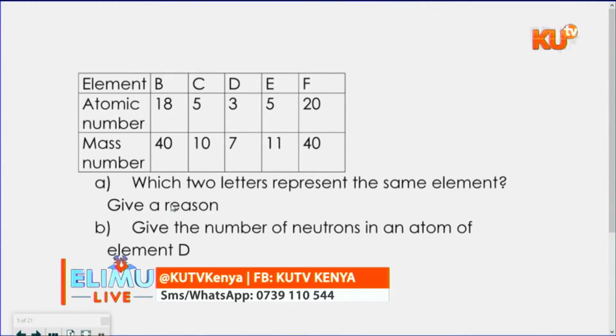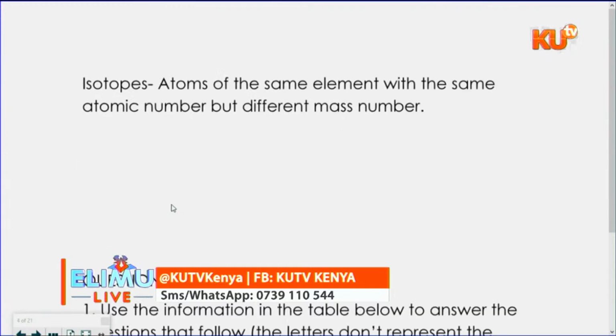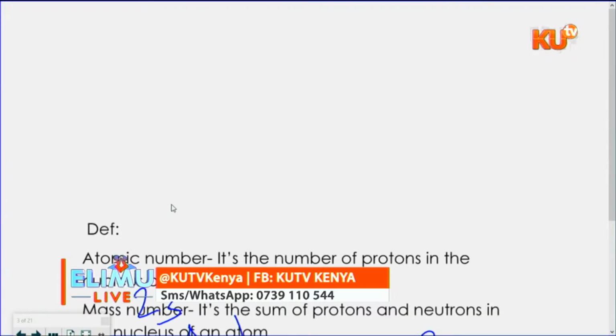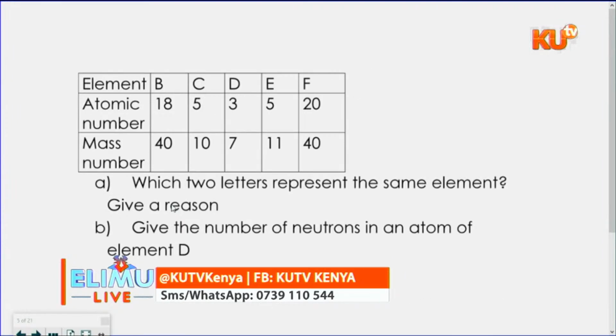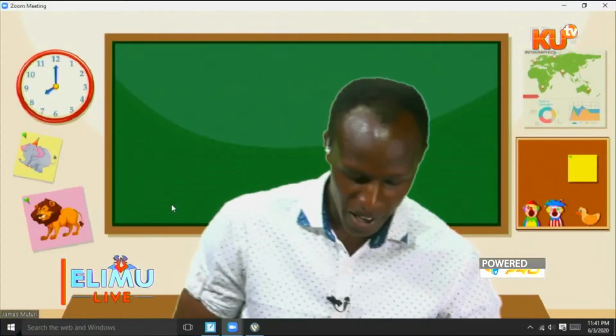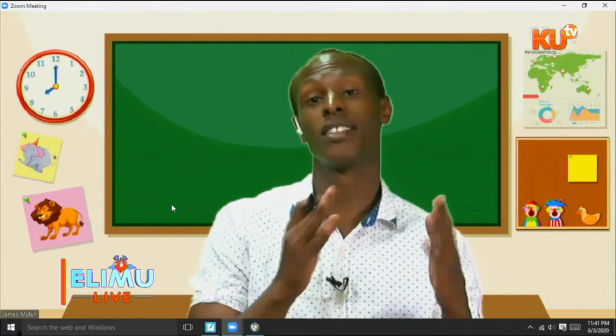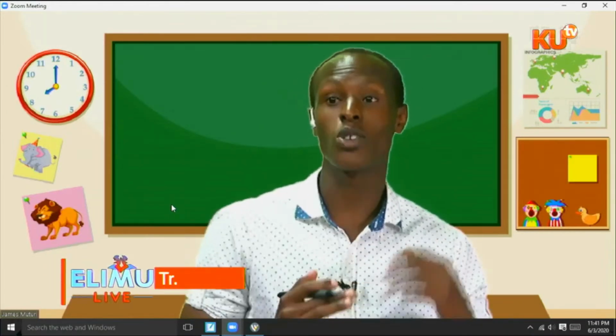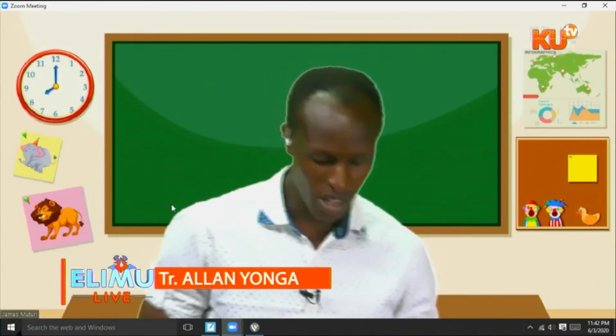And the table, we have elements, atomic number, mass number. So the elements are B, C, D, E, and F. The atomic number of B is 18, the mass number is 40. So to analyze that scenario, it means that B has 18 protons, since that is the atomic number, and also it has 18 electrons, because we have said for an atom, the number of protons and electrons are always equal.